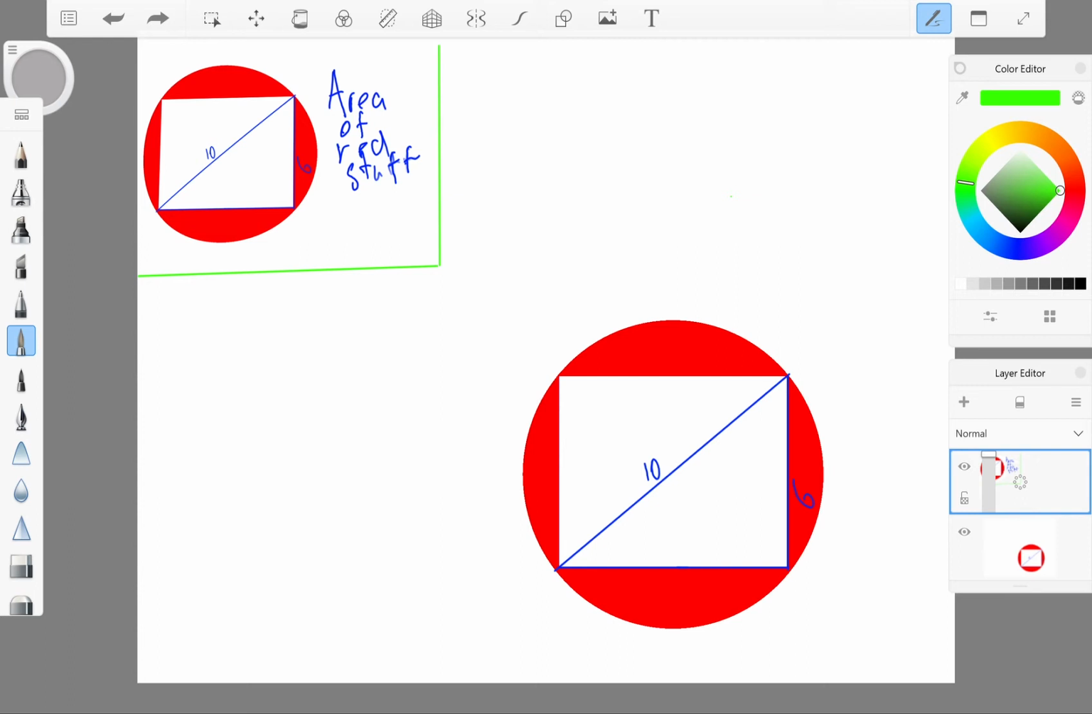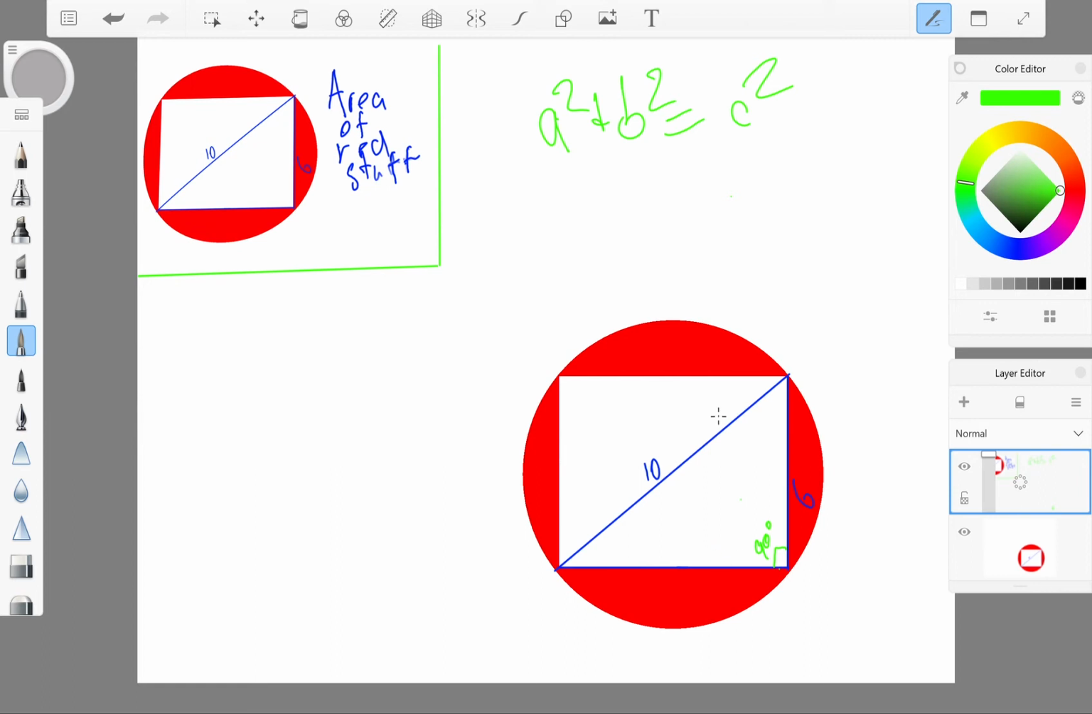So what we need to know is that if this is a rectangle, then this has to be a 90-degree angle. And thanks to some guy in ancient Greece or something named Pythagoras, we know the Pythagorean theorem, which is, everybody, a squared plus b squared equals c squared. So now that we know that, we can find this side.